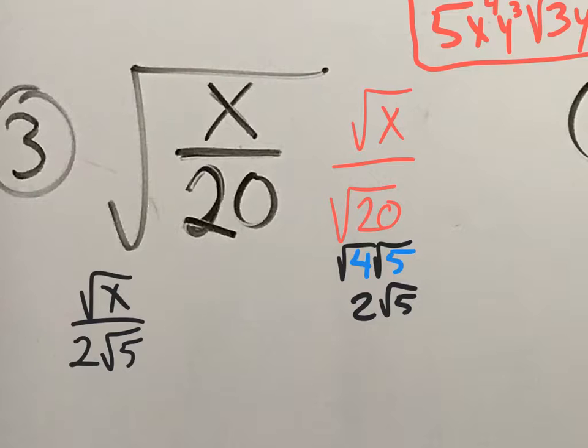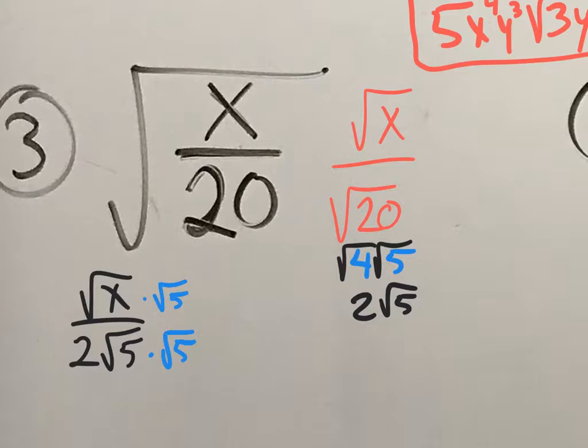Now, if you leave the answer like this, unfortunately, I can't give you full credit. We cannot leave radicals in the denominator, so we want to rationalize this fraction. Let's get rid of that square root of 5 by multiplying by the square root of 5. And what you do to the bottom, you must do to the top. Okay.